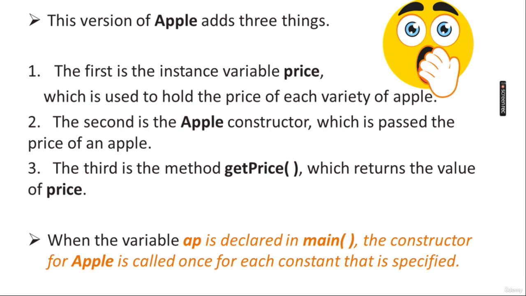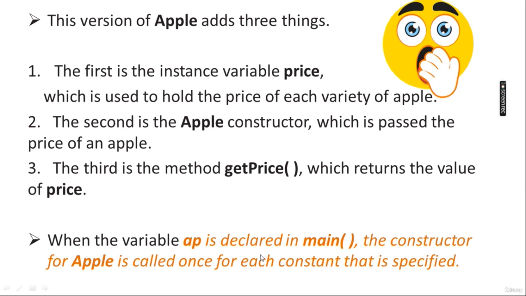Now, this version of Apple adds three things. First is the instance variable price that we have already seen, which is used to hold the price of each variety of apple. Second is the Apple constructor, which is passed the price of an apple. Third is the method getPrice, which returns the value of the particular apple constant.